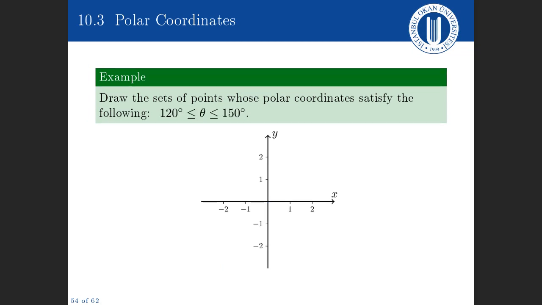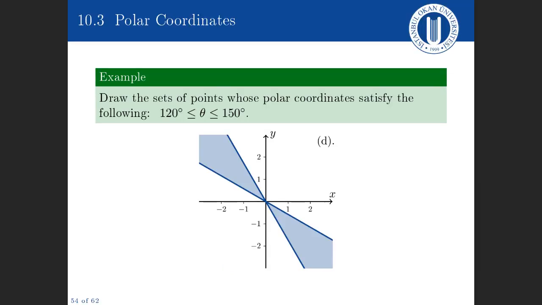Draw the set of points whose polar coordinates satisfy the following. Theta is between 120 degrees and 150 degrees. Think about the line theta is 120 degrees, the line theta is 150 degrees. We need to be between these two lines. So the answer is this region of points.